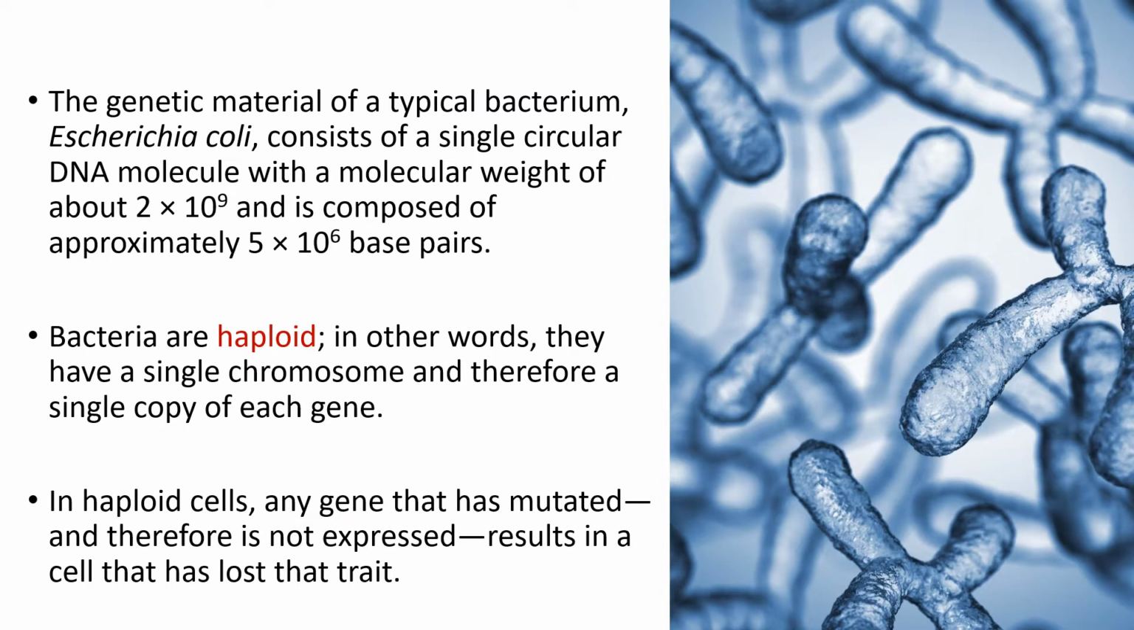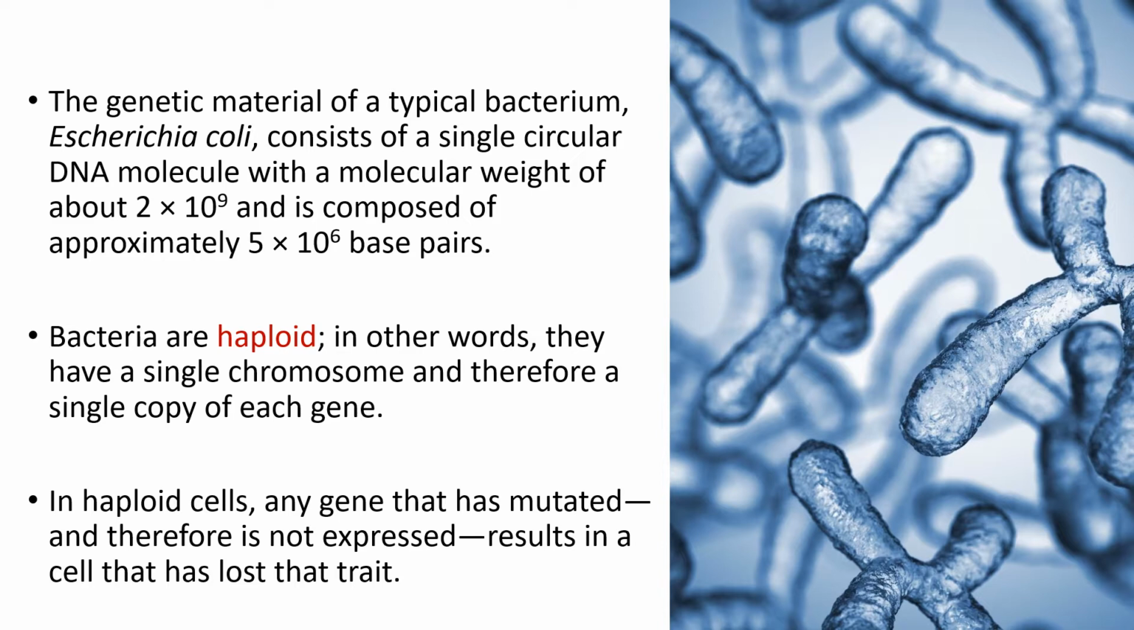The genetic material of a typical bacterium, for example E. coli, consists of a single circular DNA molecule with a molecular weight of about 2 x 10^9 and is composed of approximately 5 x 10^6 base pairs. Bacteria are haploid, that means they have only a single chromosome, therefore a single copy of each gene.